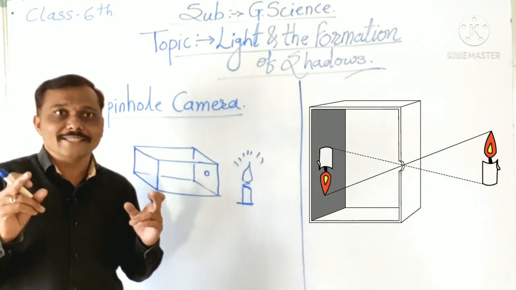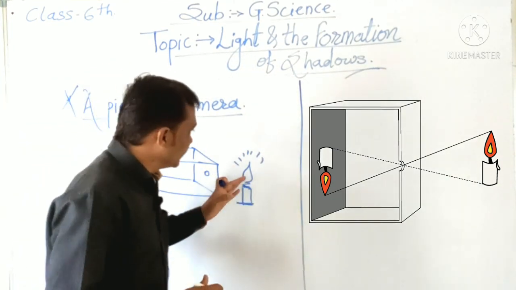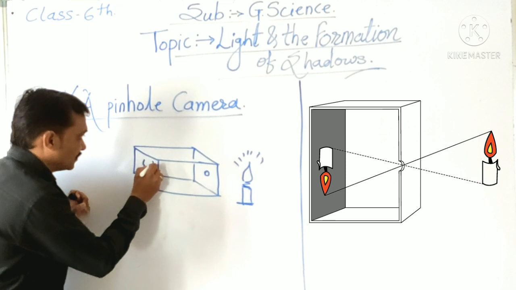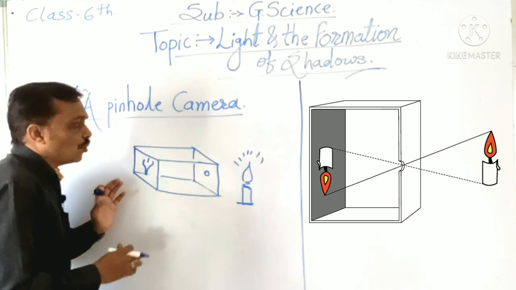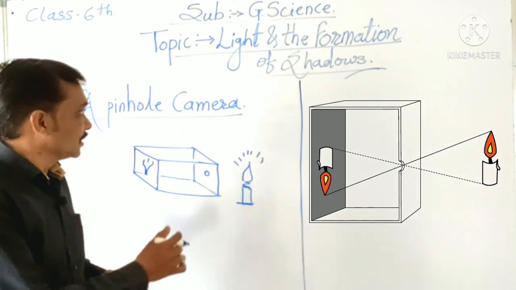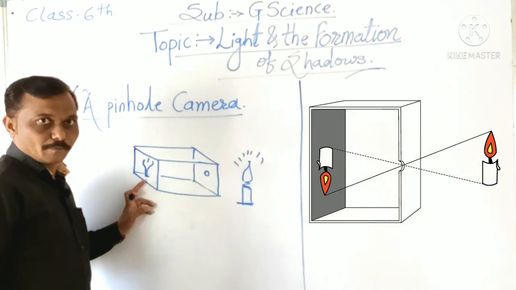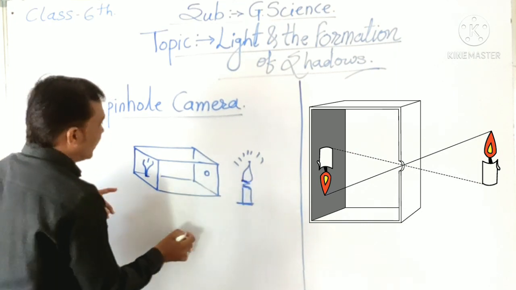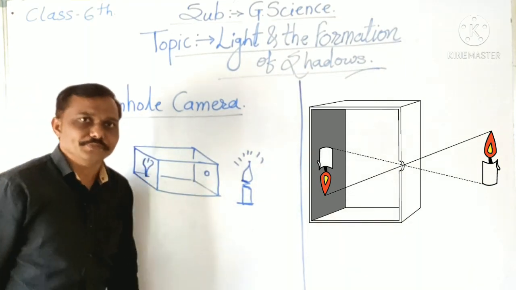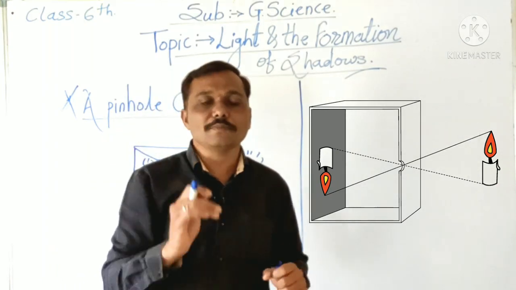Now you clearly see that the flame of the candle is seen like that. So why is this flame seen inverted? The top of the flame is at the bottom on the diaphragm, and the bottom of the flame is on the top, on the diaphragm of the pinhole camera. So why does this happen? It is only because of linear propagation of light.